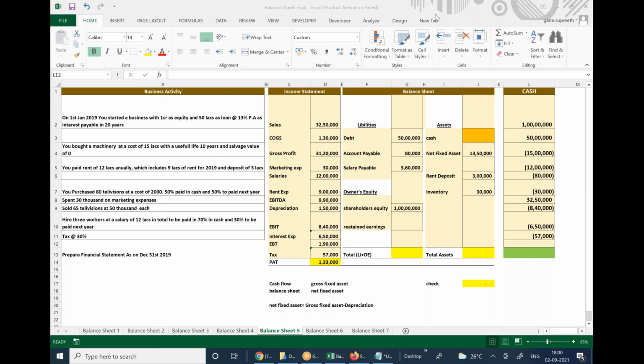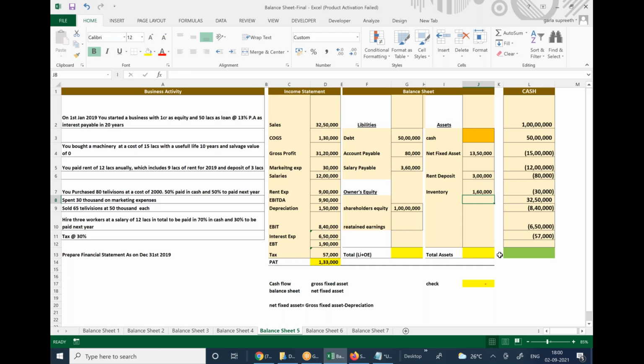Yeah, we have not paid the 30% remaining, and that is why I put salary payable. Inventory, I told you, no? How many TVs did you bought? 80 into 2000, right? You bought 80 televisions for 2000 rupees. It is 1,60,000 rupees you paid.